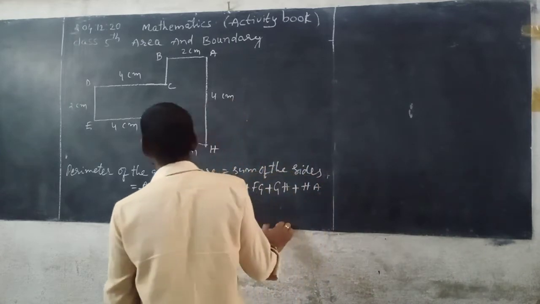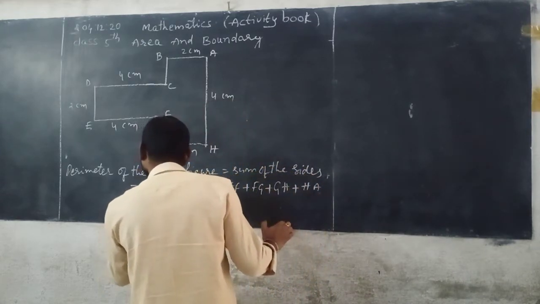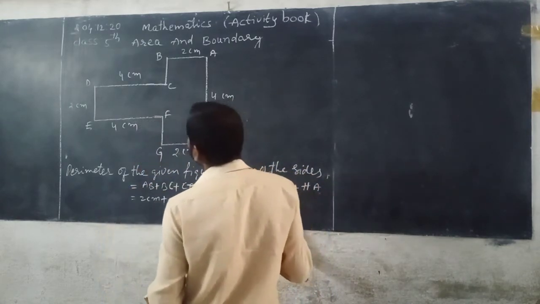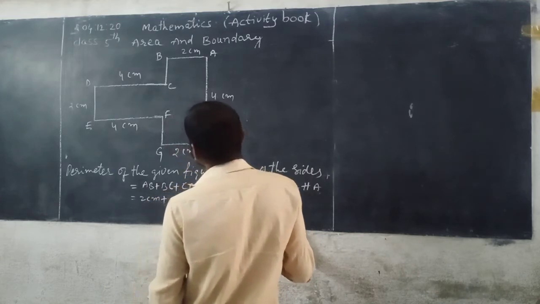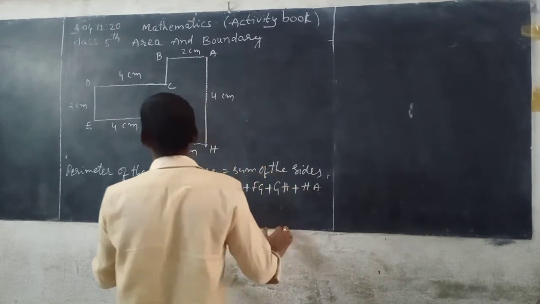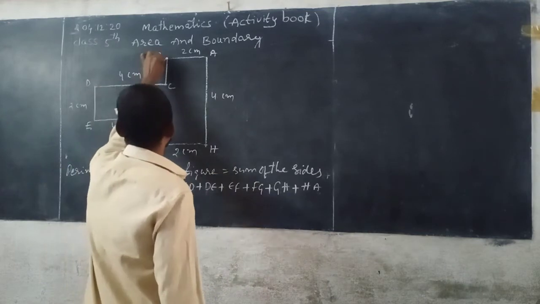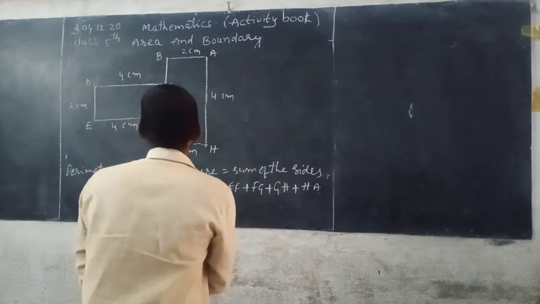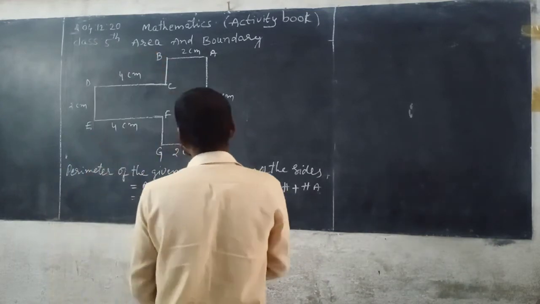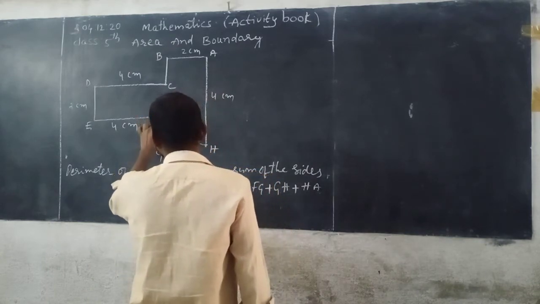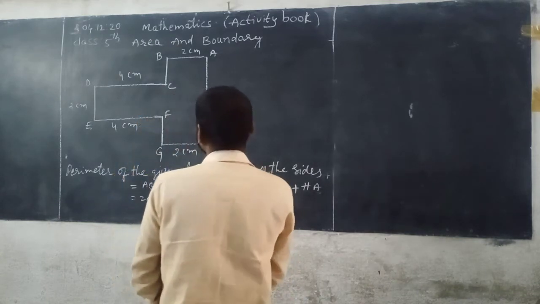AB is equal to 2 centimeter plus BC is equal to, not given. See here, so you can find BC and also you can find FG. See here.